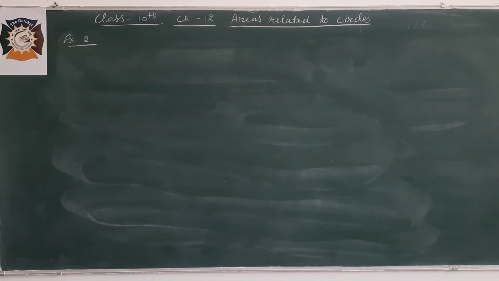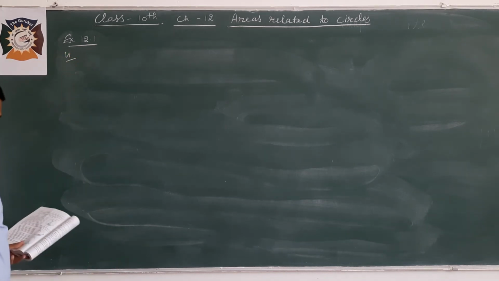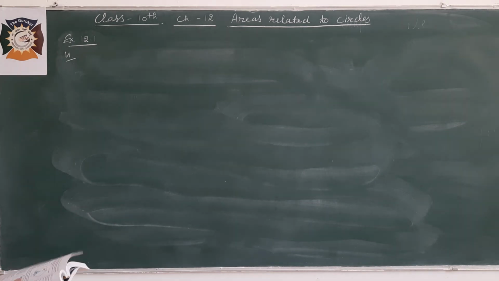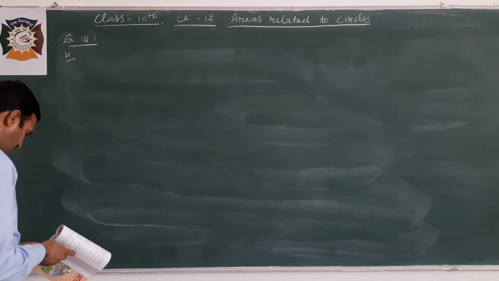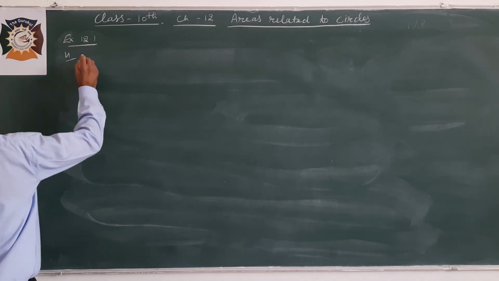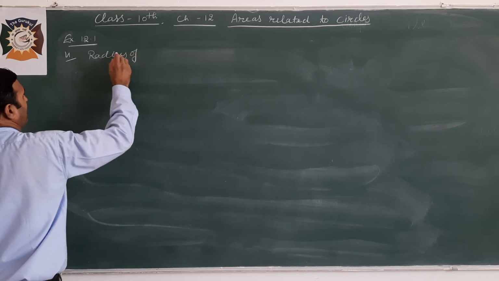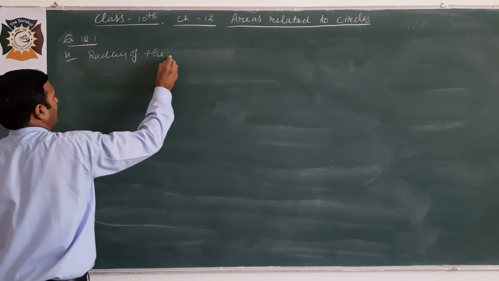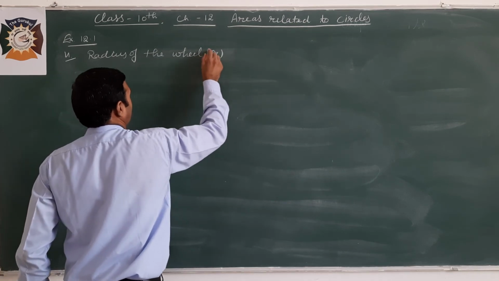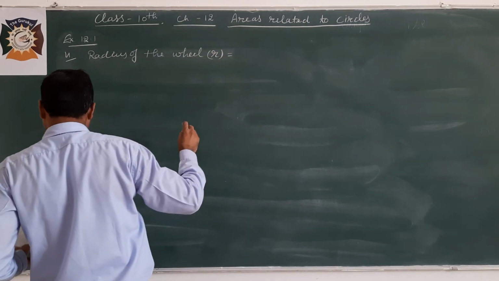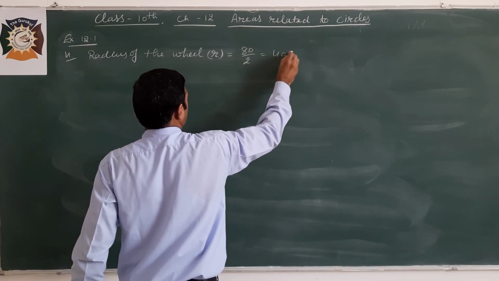Last question, question number 4. The wheels of a car are of diameter 80 centimeter each. So the radius of the wheel, that is R, because diameter is 80 centimeter, so radius is 80 upon 2 is 40 centimeters.